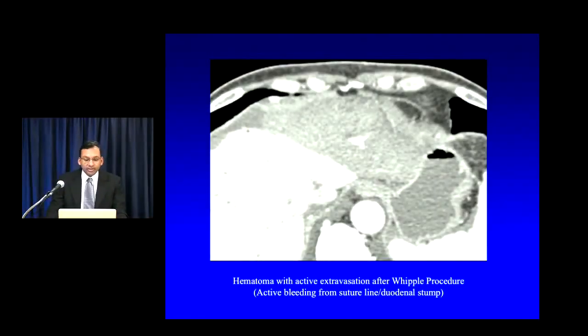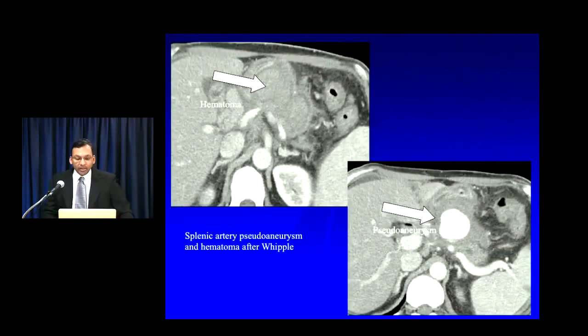So here's a patient immediately after the Whipple procedure. You can see that there's a big bleed. Notice the presence of active extravasation. This patient actually ended up going directly to angio for embolization. Here's another example. This patient is about, I think, 6 days after surgery. You can see there's a big hematoma surrounding the pancreatic bed.